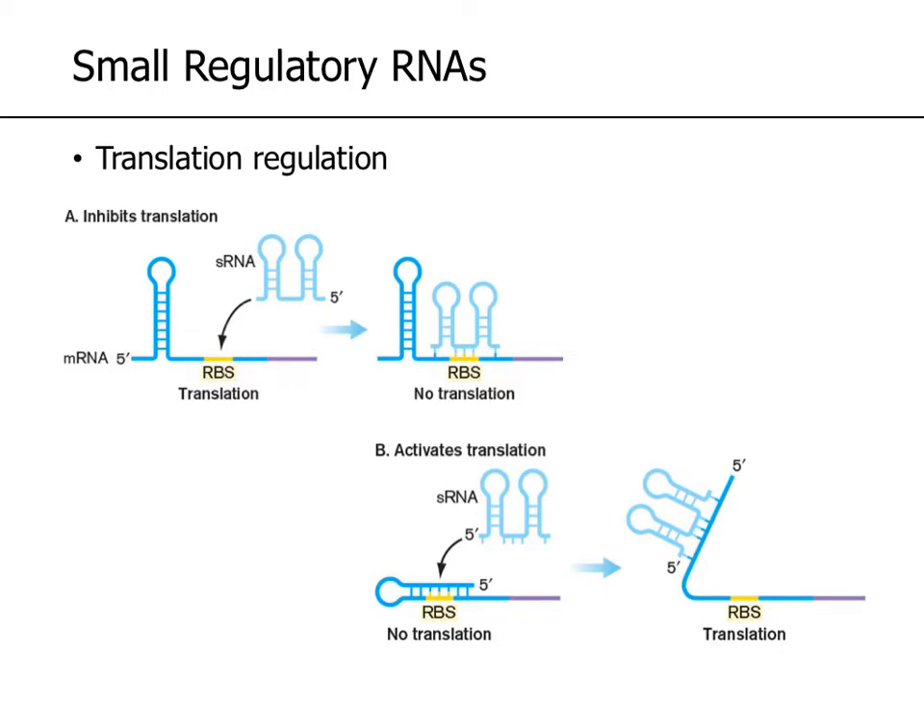In other cases, the sRNA can bind someplace else on the mRNA. In this case, the mRNA itself is folding and blocking the RBS. The one single strand is folding upon itself and blocking the RBS. But an sRNA can come in and bind to this part of the mRNA, and now this would prefer to bind to the sRNA, and that opens up the RBS here, so that activates translation.